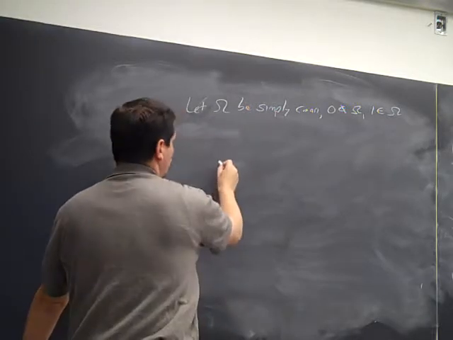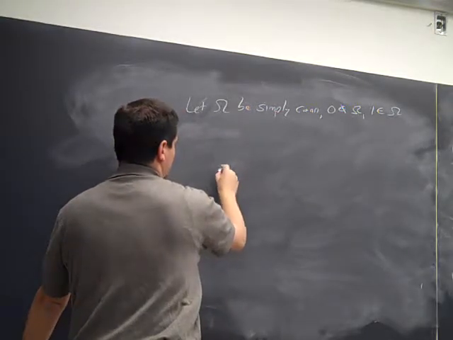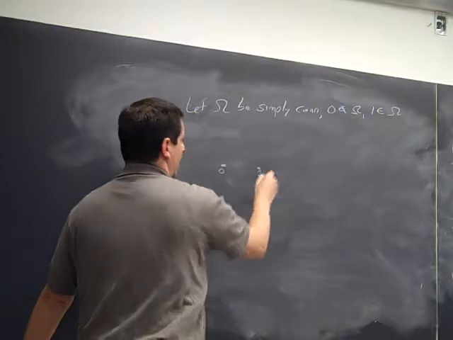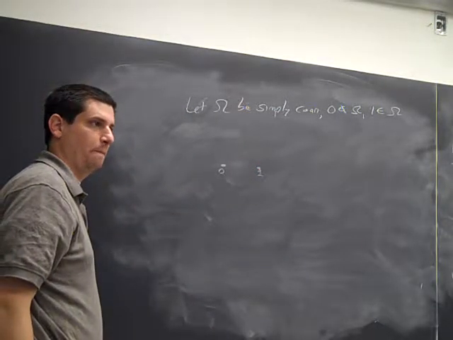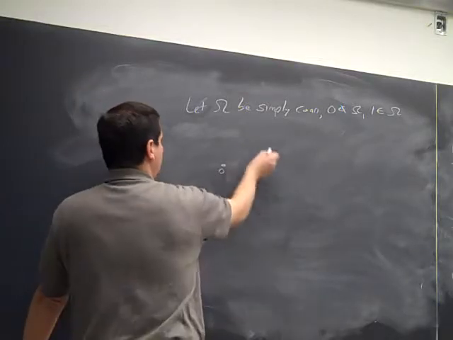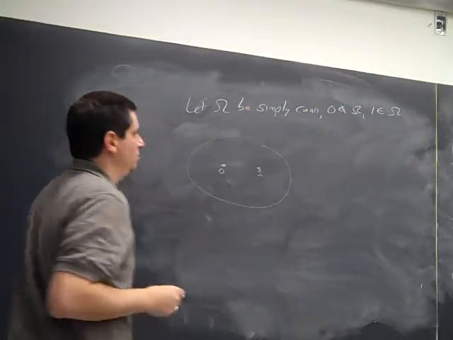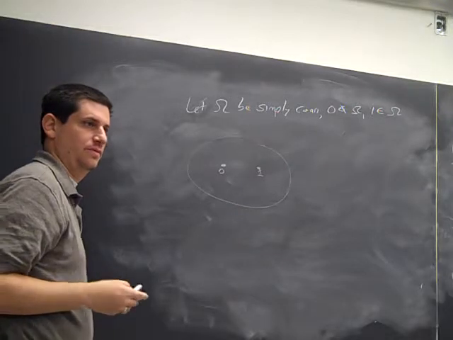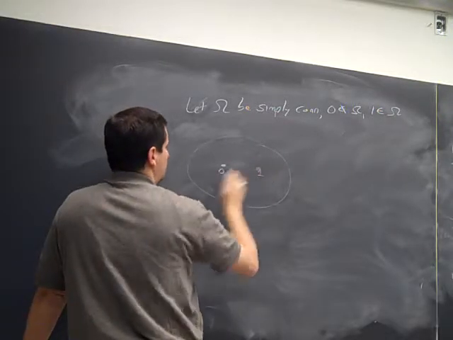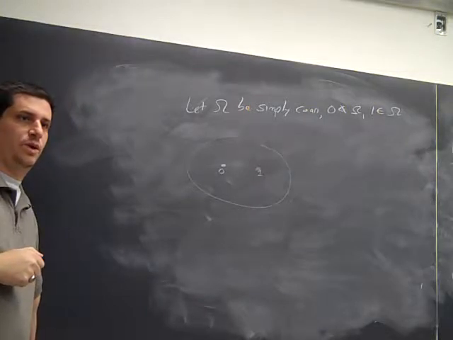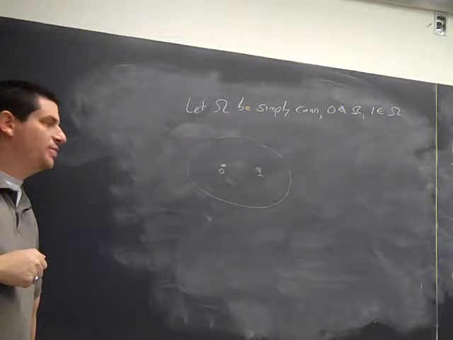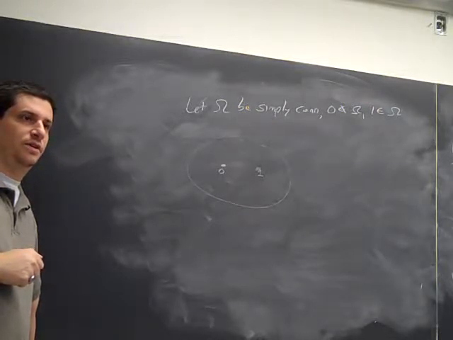So let's try to think what omega has to look like. Here's 0, here's 1, I have 1. I have a simply connected region. Could my region look like this? Is this a possible omega? And I won't put a dot there, so could this be my region? Why not? There's a hole in it. So what do I have to do with my hole? It's got to be outside.